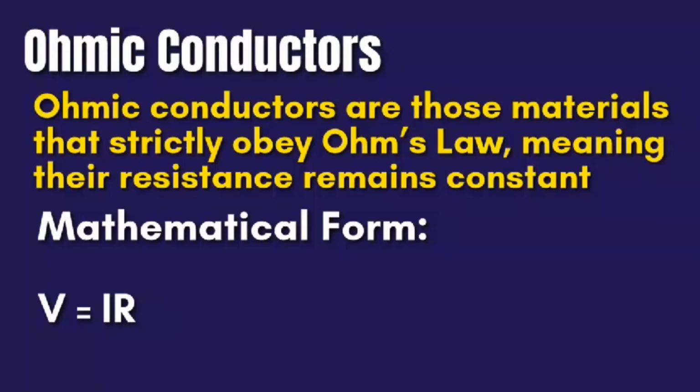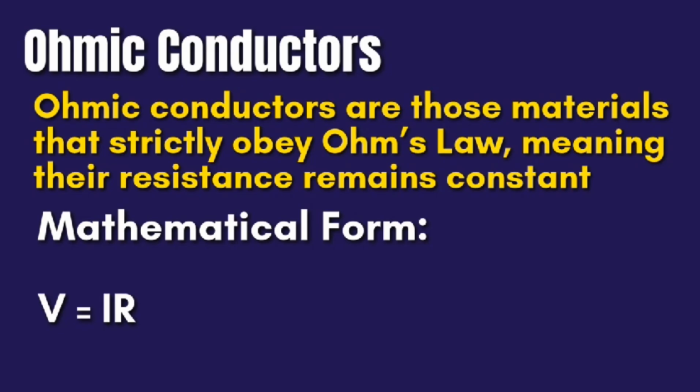Okay, next is ohmic conductors that follow Ohm's law. So let's define it. Ohmic conductors are those materials that strictly obey Ohm's law, meaning their resistance remains constant regardless of the voltage or current applied, provided that the temperature and physical conditions remain unchanged. So mathematically we can define it as V = IR, where V is voltage, I is current, and R is the resistance.